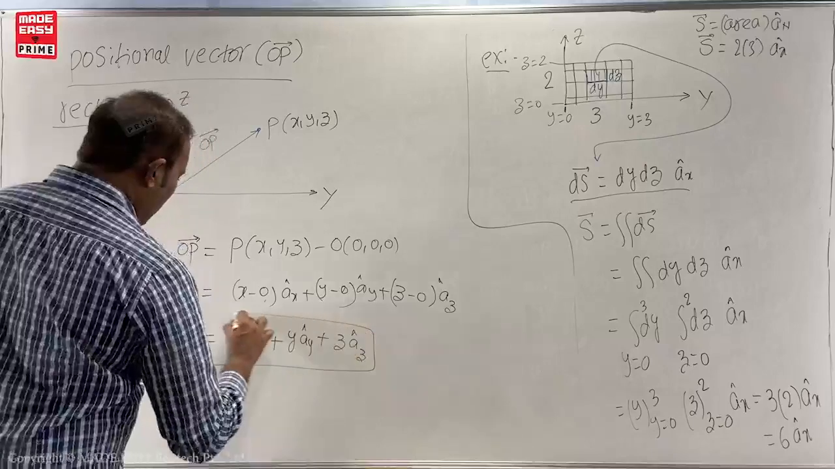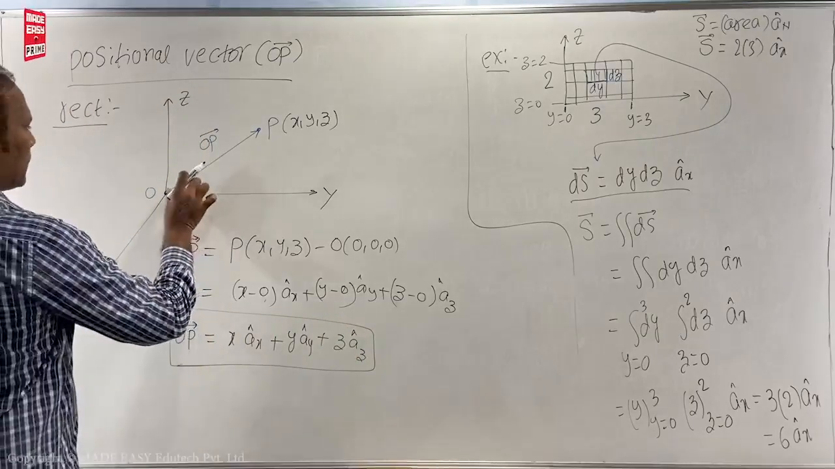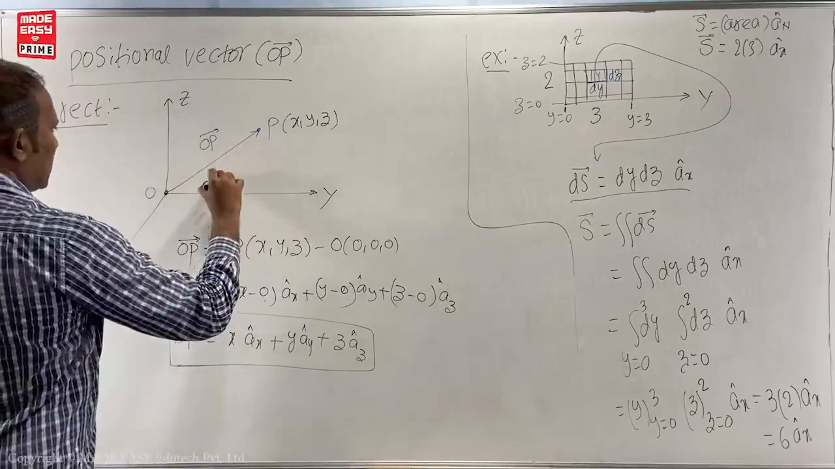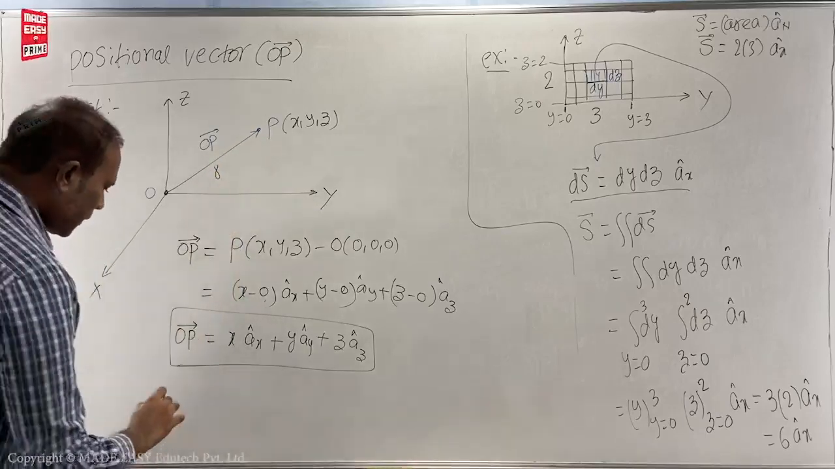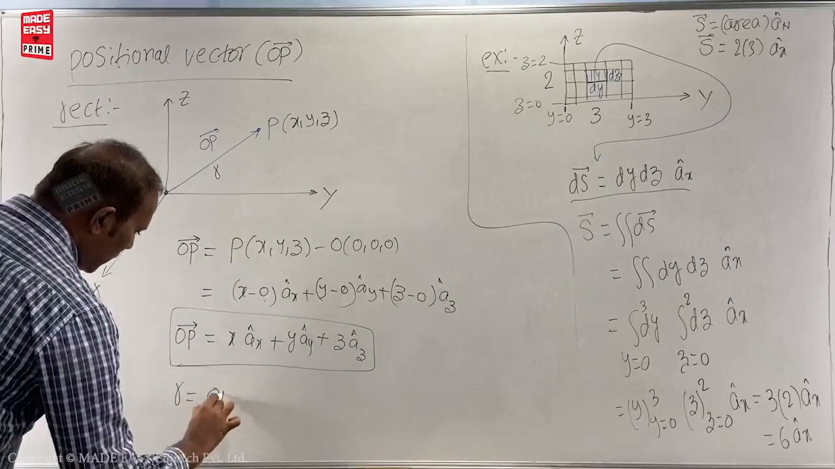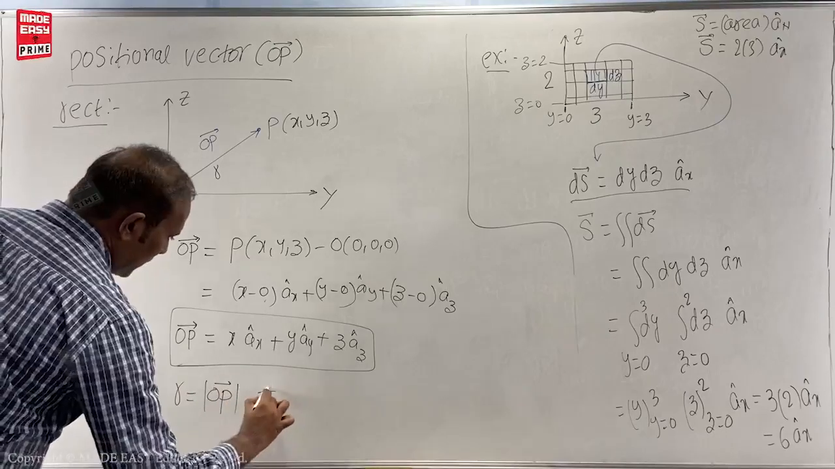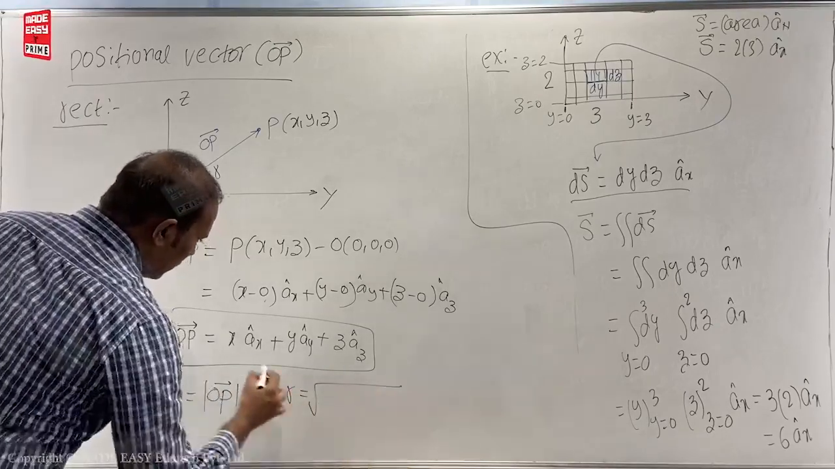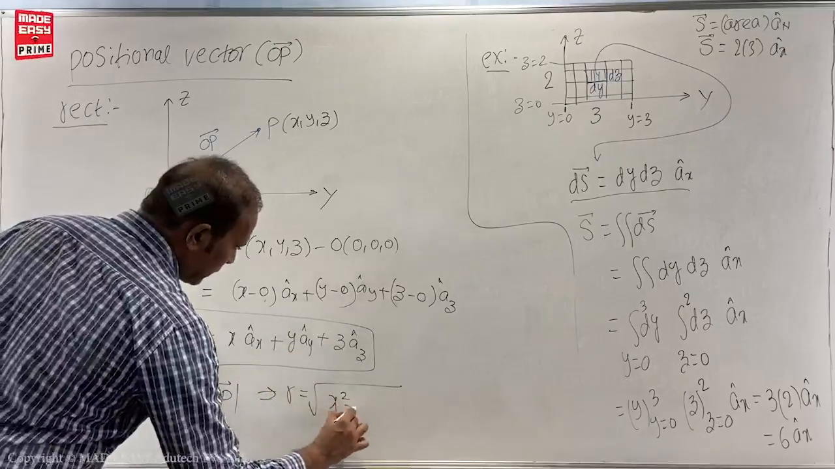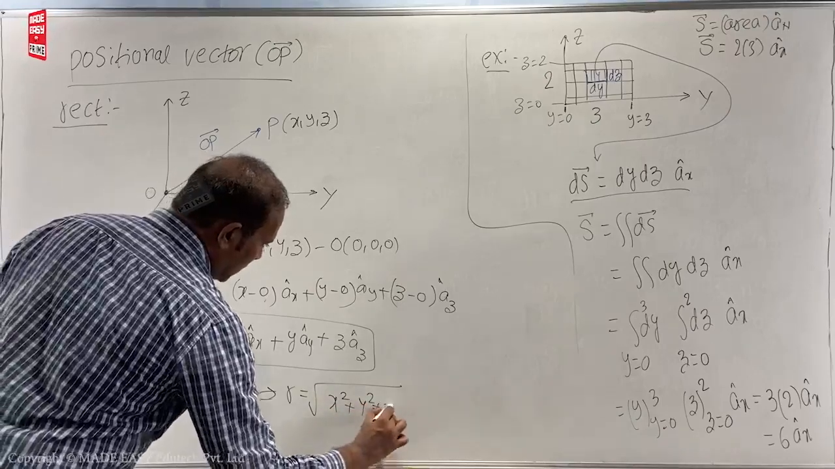So now if anybody wants to know the distance from here to here, let us say this distance is r. Now what is that r? R is nothing but the modulus of OP bar. That implies r is equal to the root of the modulus, which means the square root of x square plus y square plus z square.